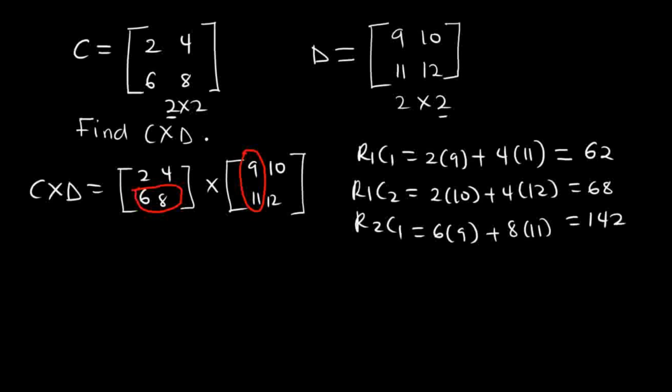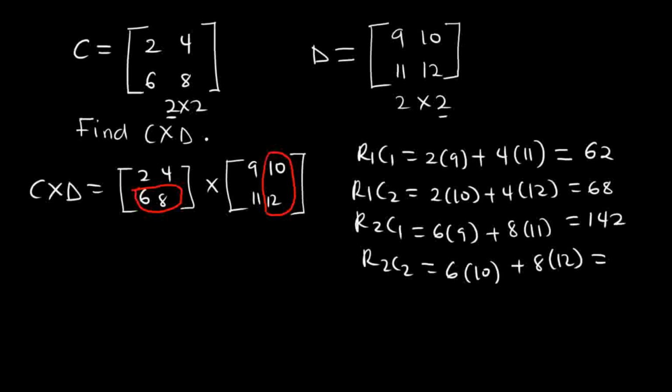And then lastly, you are going to have row 2 column 2. So that will be equal to 6 multiplying 10 plus 8 multiplying 12. So let's find the result of this also. 6 multiplying 10 plus 8 multiplying 12. That will give me a value of 156. So we'll be able to find the values for the various entries of the resultant matrix.